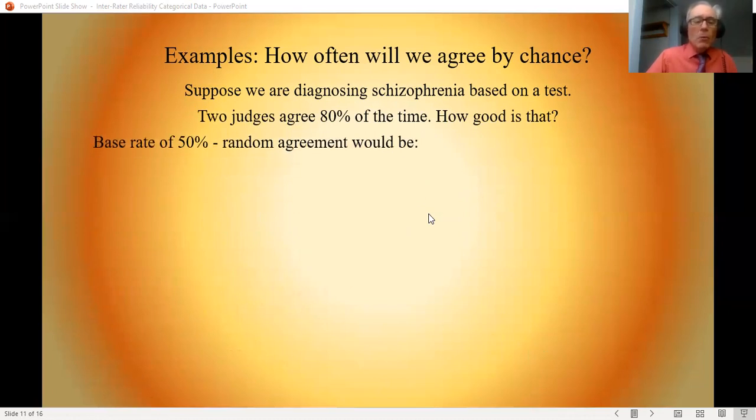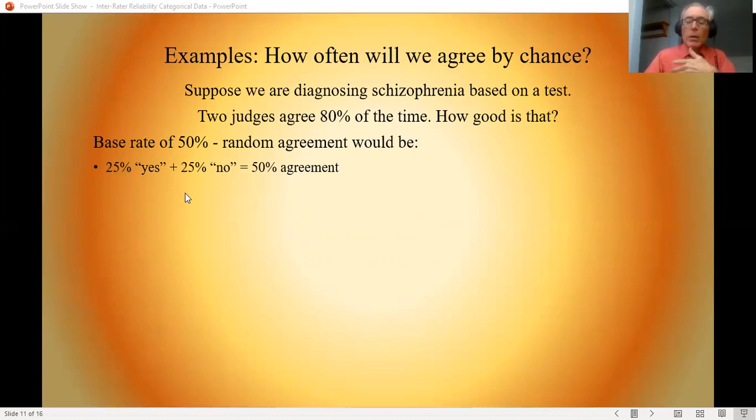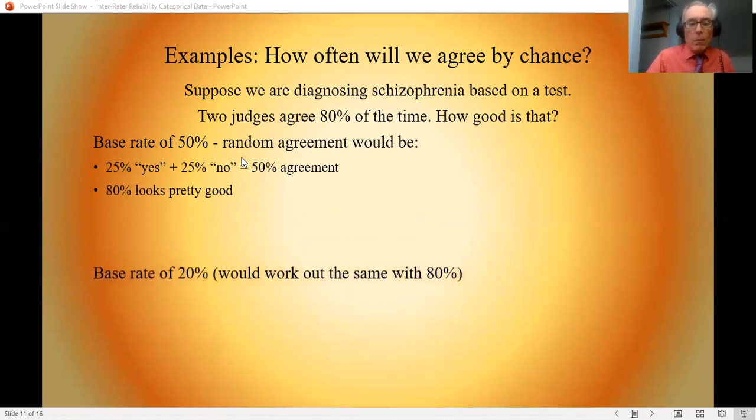Well, if it was a base rate of 50%, then we would be expected randomly to agree about 50% of the time. That is, half the time I say psychotic, and in half of those cases, you also say psychotic. That's 25% of cases in which we agree that it's a yes. And half the time I say no, and in half of those cases, you also say no, which is 25%, 0.5 times 0.5, 0.25, that we're agreeing. So 80% looks pretty good. It's a lot higher than 50%, right? It's way better than random.